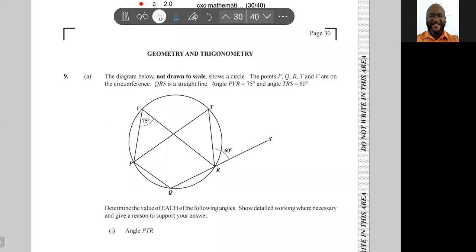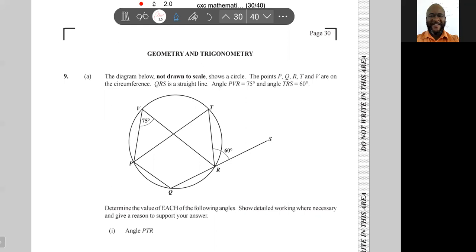All right, so this is question number 9, January 2019. It says the diagram below, not drawn to scale, shows a circle. The points P, Q, R, T, and V are on the circumference. We're told that QRS is a straight line. Angle PVR is 75 degrees, and angle RTS is equal to 60 degrees. So all that information we can see for ourselves.